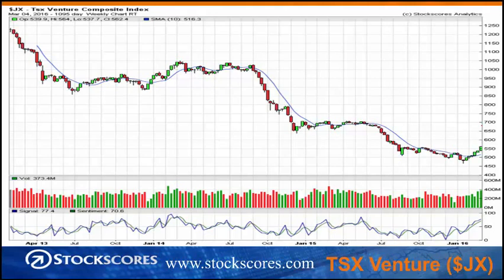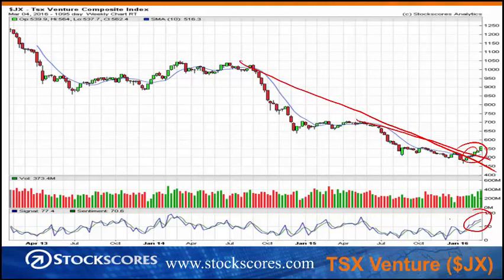TSX Venture, which has been the biggest dog for many years, has now broken this downward trend line. Could draw this one like that. It's been broken, that one as well. It did that a few weeks ago, and it's now really trying to push higher. It's fighting an uphill battle. There's so much pessimism overwhelming this market, but notice the sentiment stock score this week. It's up above 60. That's a positive sign.